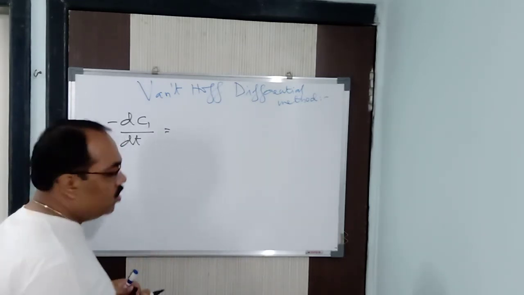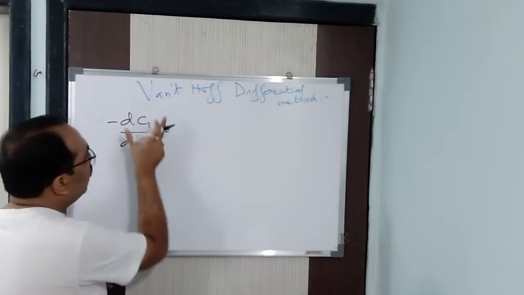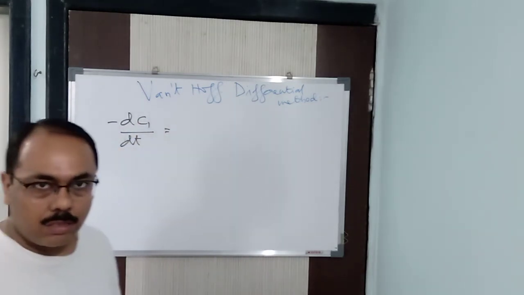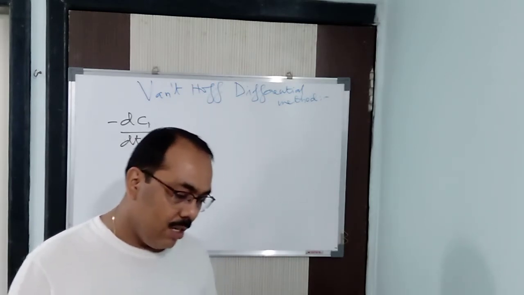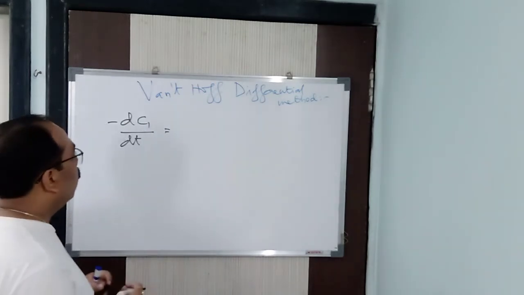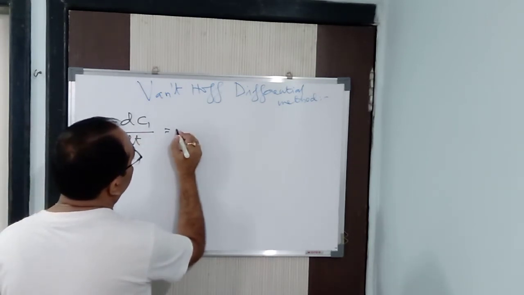Listen carefully. So here minus dC1 by dt. Here I have taken two different concentrations. I am starting the reaction with two different concentrations. One is C1, another is C2. So minus dC1 by dt is equal to what it will be?